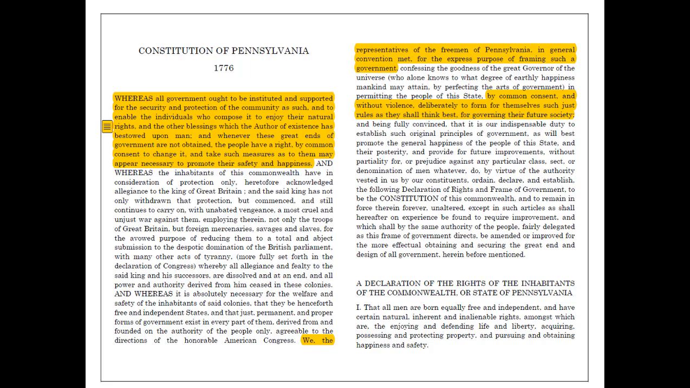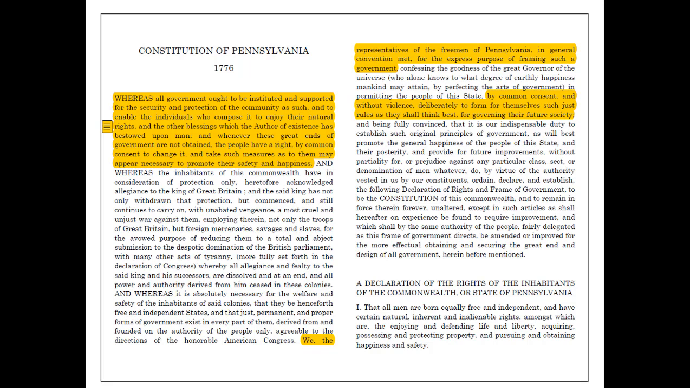The Pennsylvania Constitution begins with this long preamble, which is a kind of summary of the Declaration of Independence, declaring the right of revolution and to create a new government. And then we move immediately to a declaration of the rights of the inhabitants of the Commonwealth or state of Pennsylvania. In other words, a Bill of Rights or a list of specific rights.